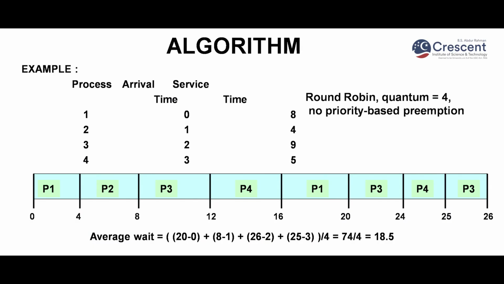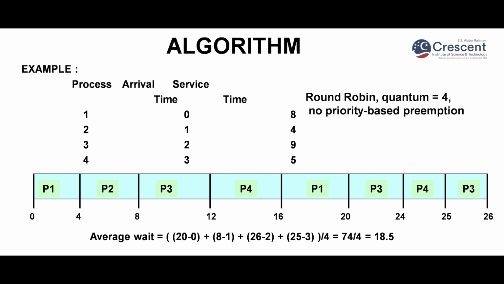P1 starts from arrival time 0 and it will run up to 4 service time. The rest of the 4 service time will be executed later. Next, the CPU is given to process 2. It has a service time of 4, so all the 4 service time will be completed within the same quantum. So P2 completes its whole process in the same cycle. Next comes the P3. It has a service time of 9. Here the quantum number is 4, so it will complete 4 service time and the rest of the 5 service time will be executed later.